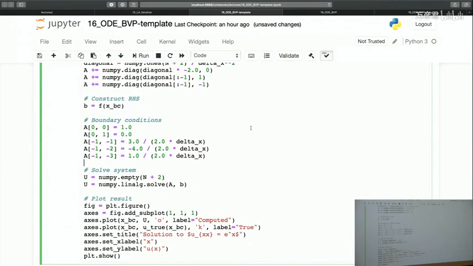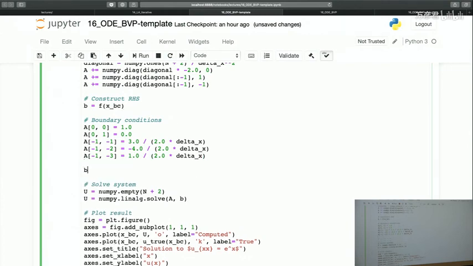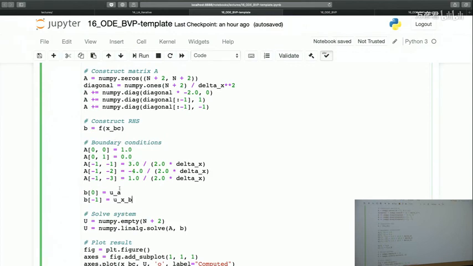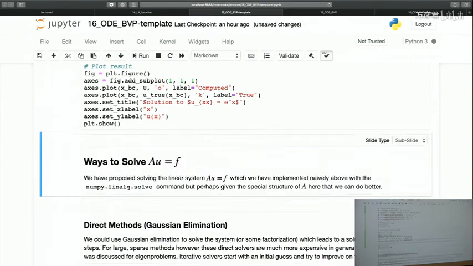I also have to modify B because I don't have F evaluated at B. That's not what I want. I actually want B0 to be U of A, because that was the boundary condition. And then I have U of X of B. So that's the boundary condition on the right-hand side, just plugging it in. And I'm going to solve this the same way. Note that you can, of course, do this with the sparse matrix business as well. It's a little bit harder because you actually do have to modify pieces of the sparse matrix, but you can do exactly the same thing. Sparse matrices can be indexed just like any other matrix.